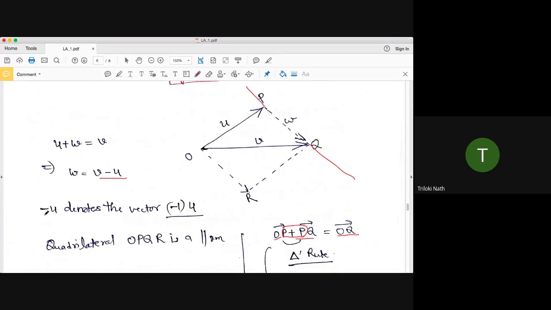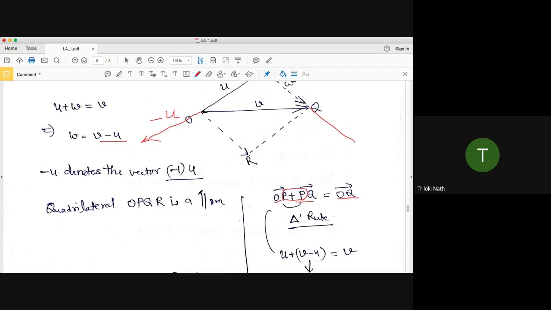What is minus U? Because this is a natural question. You cannot write minus of U because you know the vector U. What is minus U? So minus U denotes the vector minus 1 times U. Means having the same magnitude, but the direction is just opposite to the vector U. Okay? Let me draw this. This is the vector. This is the vector minus U. Having the same magnitude, but the direction is just opposite to U. Okay? Fine.